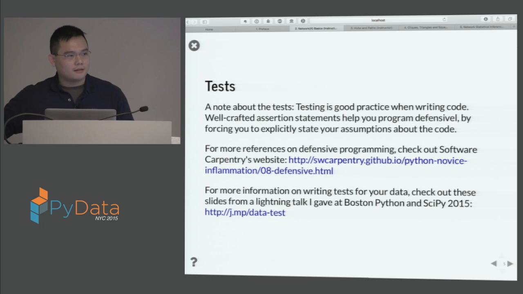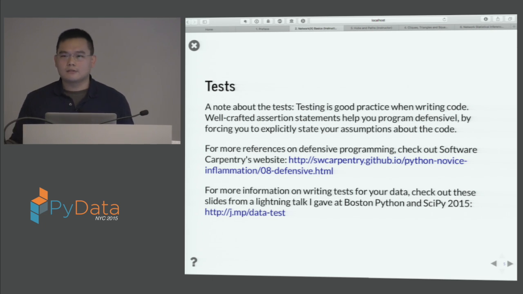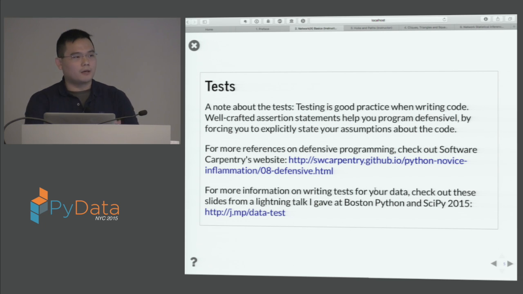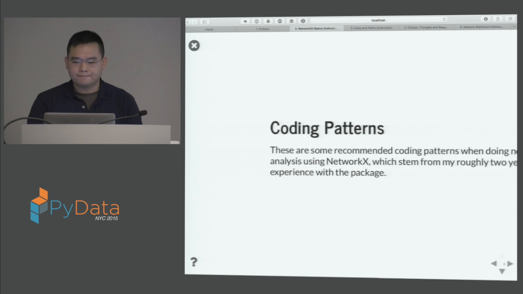I've given a lightning talk on this. I'd encourage you to check it out, see if it's of interest for you all. I think tests are a great automated written contract between you and your data, right? And if the data keeps changing, you'll want to write tests to ensure data integrity. Also, on defensive programming, software carpentry has a great tutorial on that. I'm not going to mention any more except put that URL out there for you all.